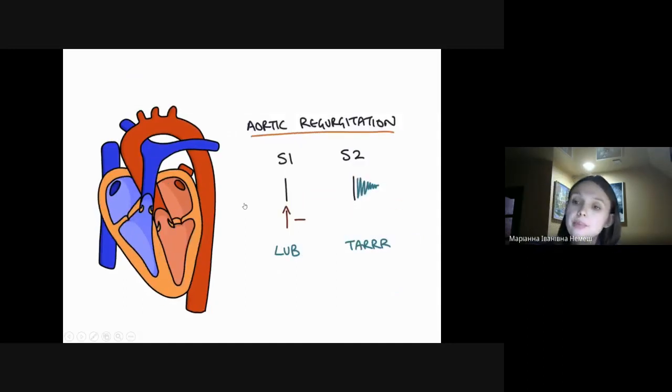Aortic regurgitation. Mainly this happens after the S2 sound. It means that the semilunar valves should close, but due to valve insufficiency, they will not close properly, and as a result, blood will return back to the left ventricle. So the sound is going to be heard after the S2 sound. Let us start to hear it.